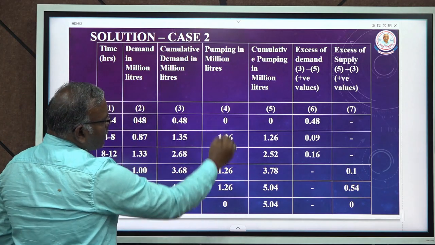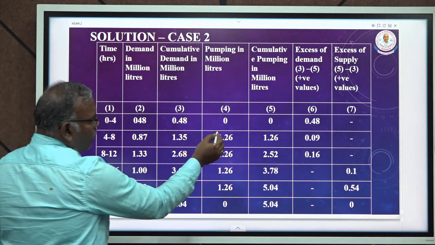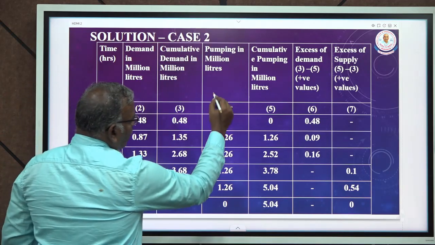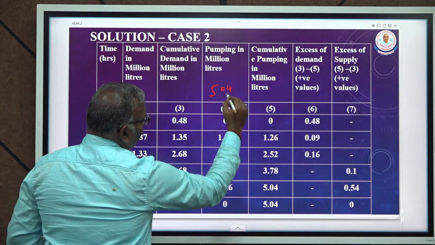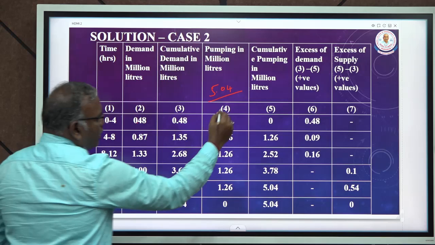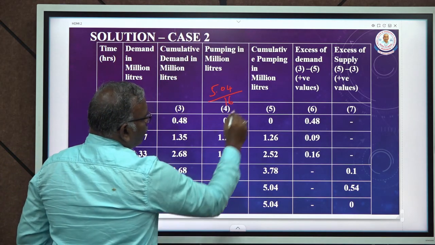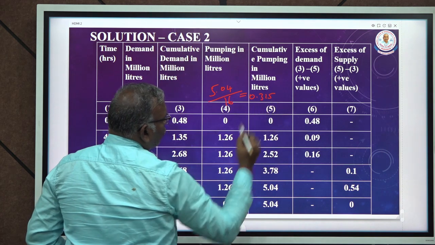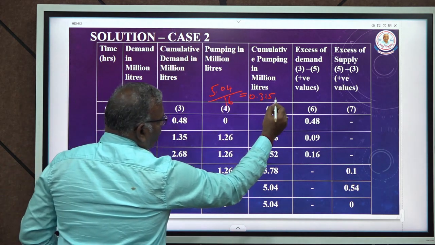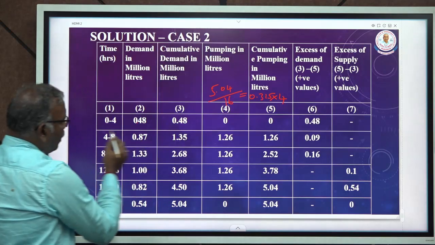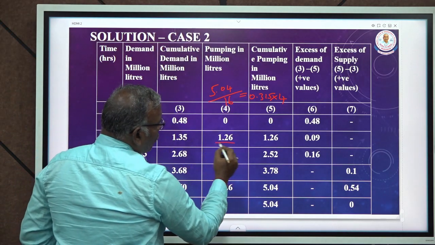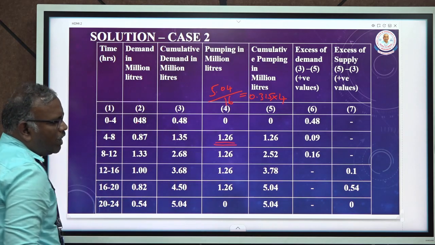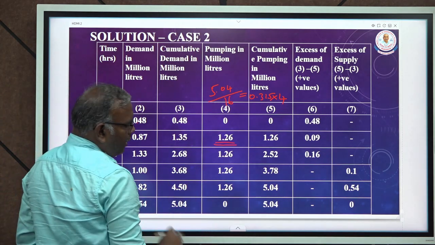Next, from this pumping value, which is done only for a time period of 16 hours, the total quantity is 5.04 million liters, and the pumping is done for 16 hours. So for 1 hour it is around 0.315. If we multiply it by 4 hours, for each 4 hours it is around 1.26. So it is the constant rate of supply for this time period.